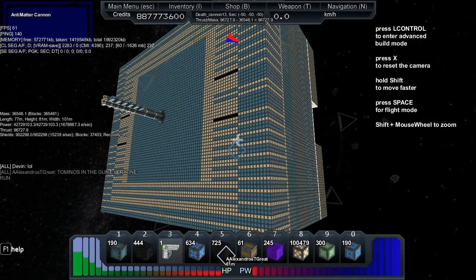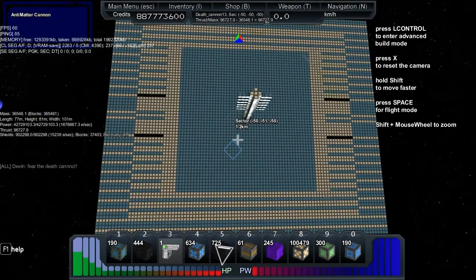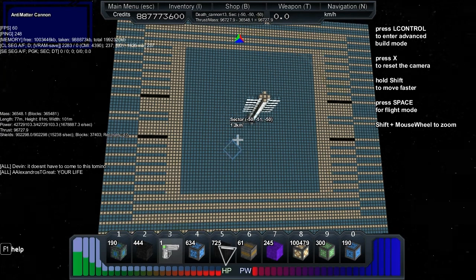So it has a mass of 36,000. It has a thrust of 96,000, so three times thrust. It's got a length of 77, a height of 81, and a width of 101. It has 42 million power, nearly 43, 1.7 million energy per second. Shields, nearly a million, and a 1.5 recharge. Okay.